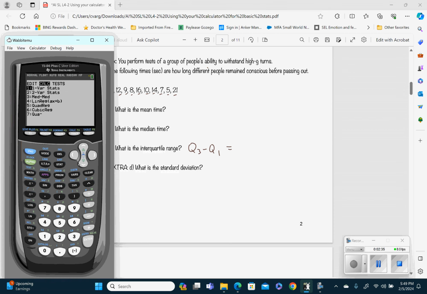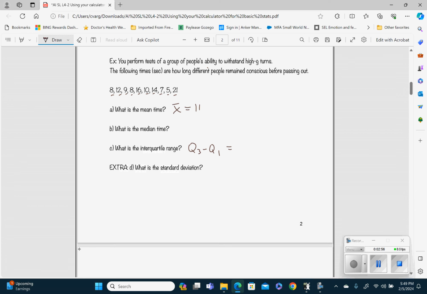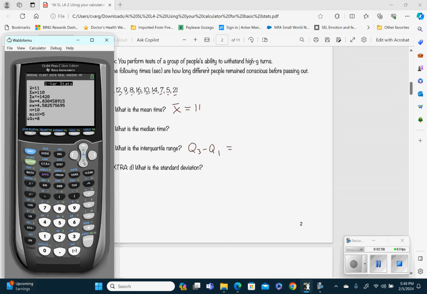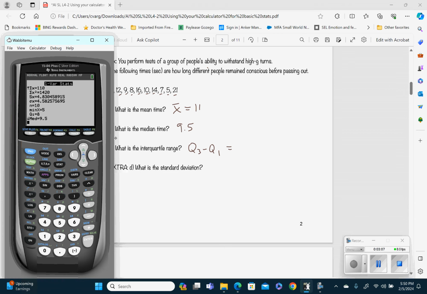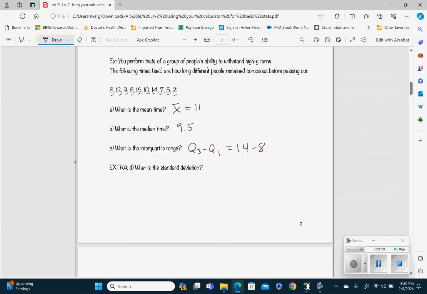Then you hit stat, go over to calc to the right, and we always use 1-Var Stats, option number 1. We don't have frequency, right? We don't have another row that says frequency or the number of times that this appears. So we're just going to hit enter, enter, and then it gives us all of the answers. So what is the mean? The mean is x-bar, so that is 11. What is the median? If you go down, the median is 9.5. It says Med is 9.5. Beautiful. Now we need to find the interquartile range, which is Q3 minus Q1. So we do 14 minus 8. Look at me showing work. That's 6. That's our interquartile range.